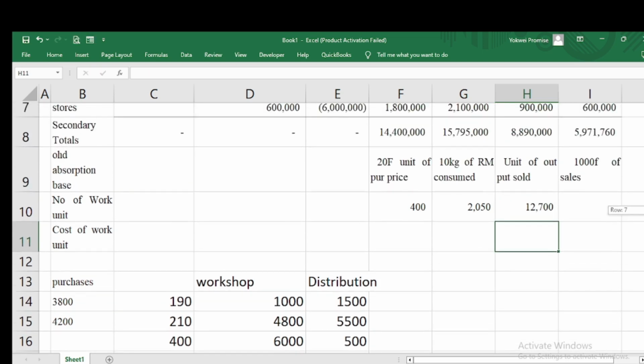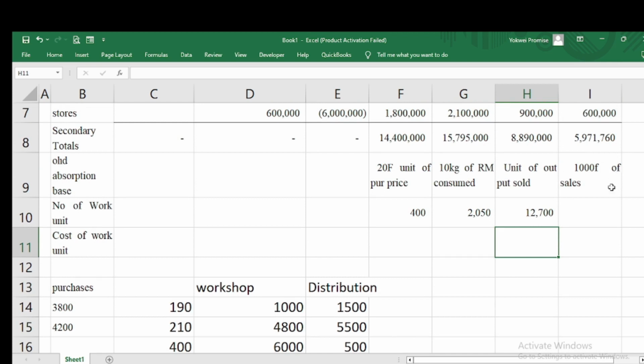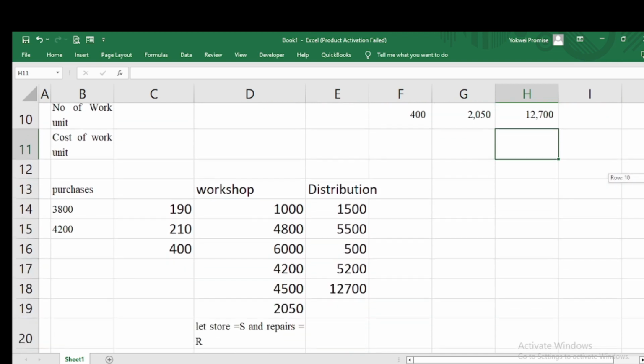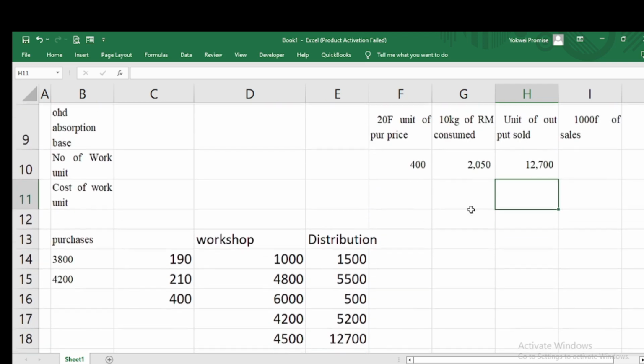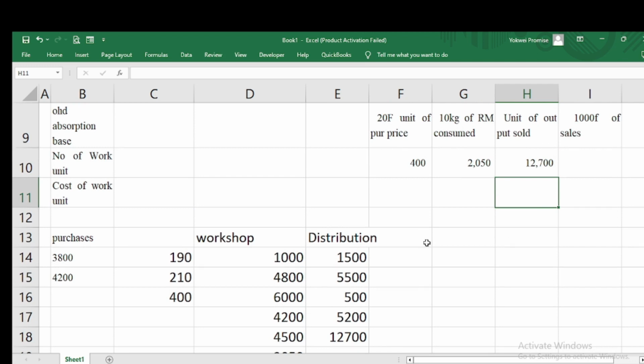Awesome. All right, the last one, they say 1,000 francs of sales. Where would the 1,000 francs come from? So how are we going to go about this? So this administration. So we still use our normal unit here.